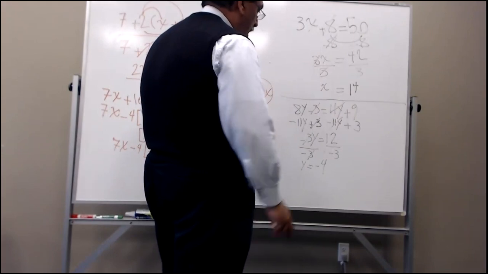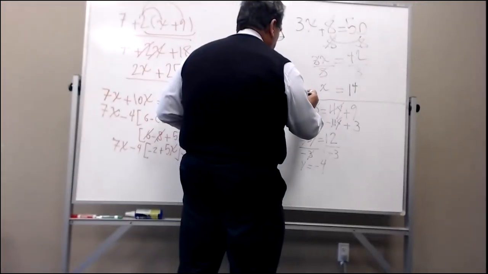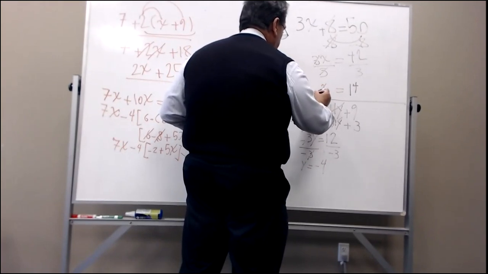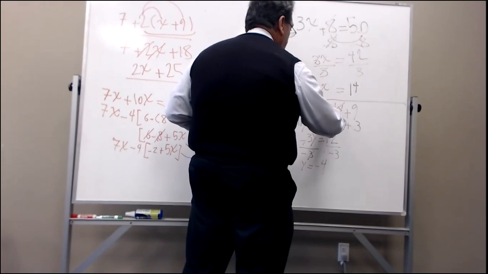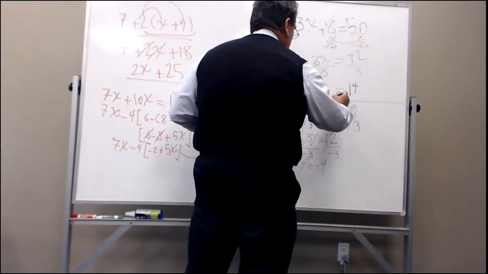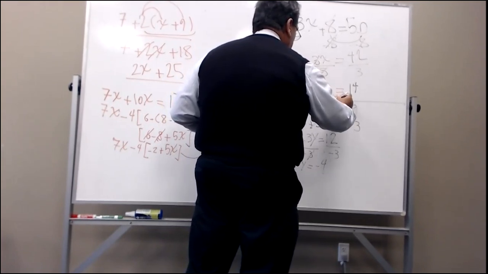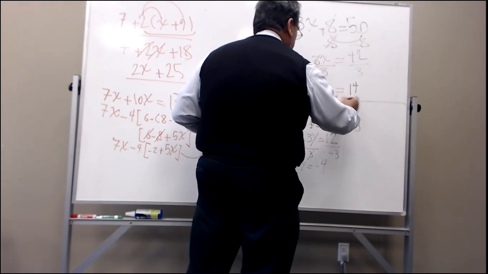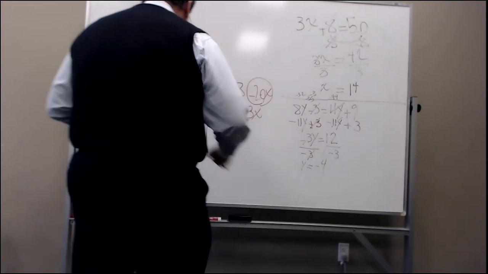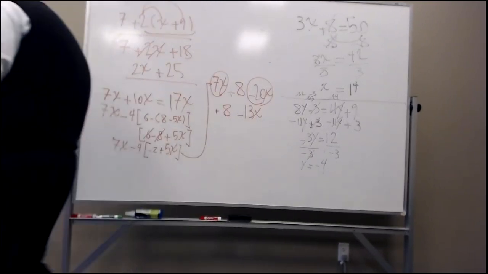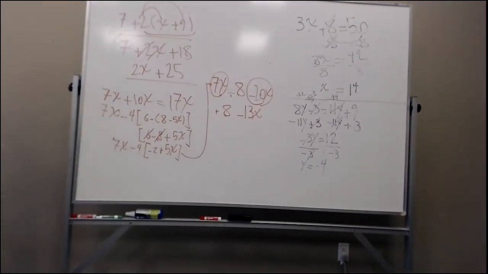To test, if you put that back into this equation, it should hold. If you put minus 4 here, we get minus 32 plus minus 3, so we get minus 35. If we put minus 4 here, we get minus 44. Plus 9 would become minus 35. So it's okay.